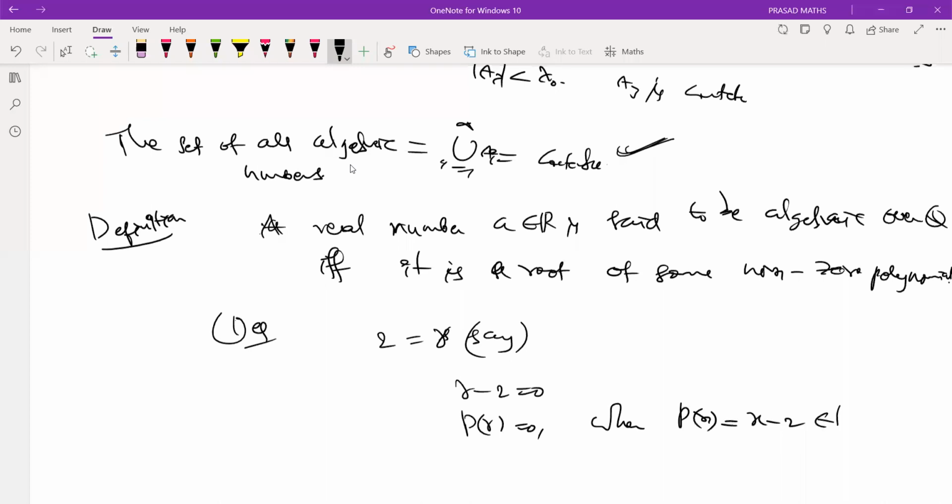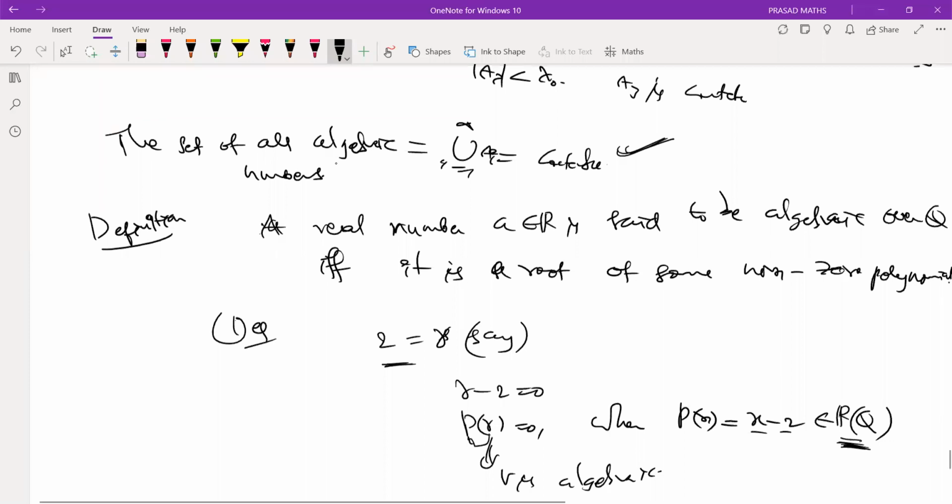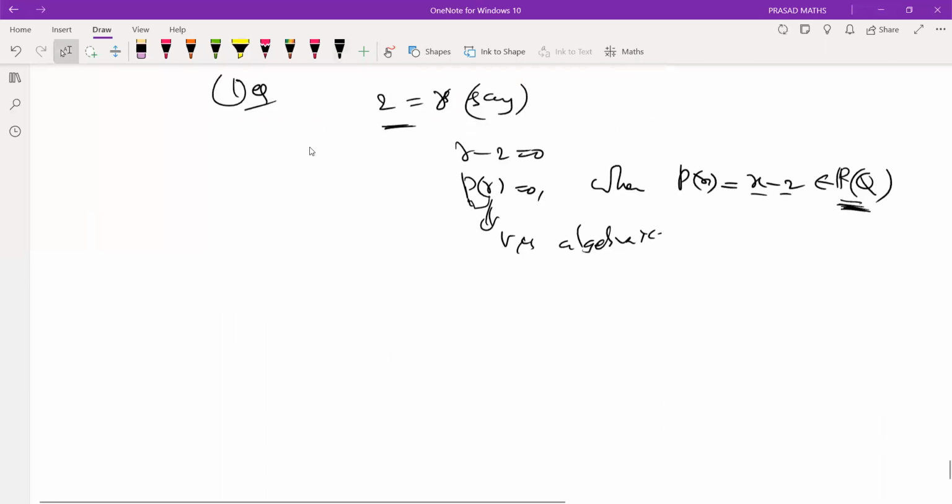Yeah, it's a polynomial over Q, because the coefficients are coming from rational numbers. So r is a root of the polynomial over Q. Therefore we said that whenever it is a root of some non-constant polynomial, that root is algebraic. Therefore r is algebraic. If you started with 3, automatically 3 is algebraic. So what do you observe? Every rational number is algebraic.